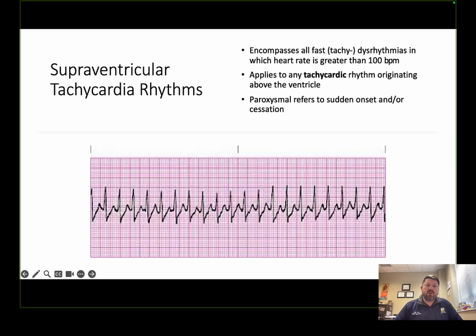The term supraventricular tachycardia encompasses all fast rhythms, or tachydysrhythmias, in which the heart rate is greater than 100 beats per minute, and it applies to any tachycardic rhythm originating above the ventricle. Paroxysmal refers to the sudden onset and/or cessation.